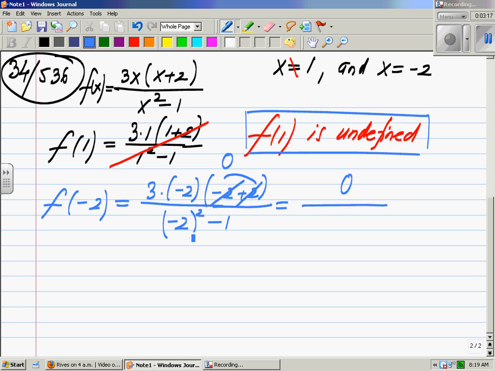Now let's check the bottom. The bottom is what? Negative 2 squared, which is 4, minus 1. That will be 3. 0 divided by 3 is going to be what? 0. And f of negative 2 is 0, we're fine. I mean, the function is defined, only the numerator is 0. We can divide nothing by anything, right, except by 0.